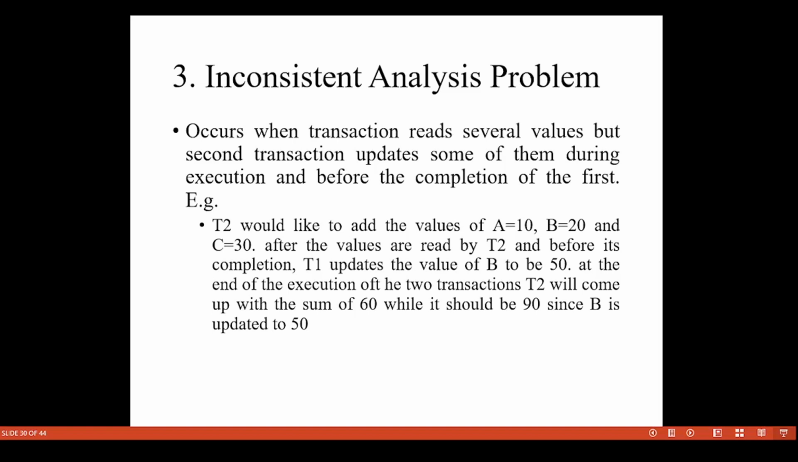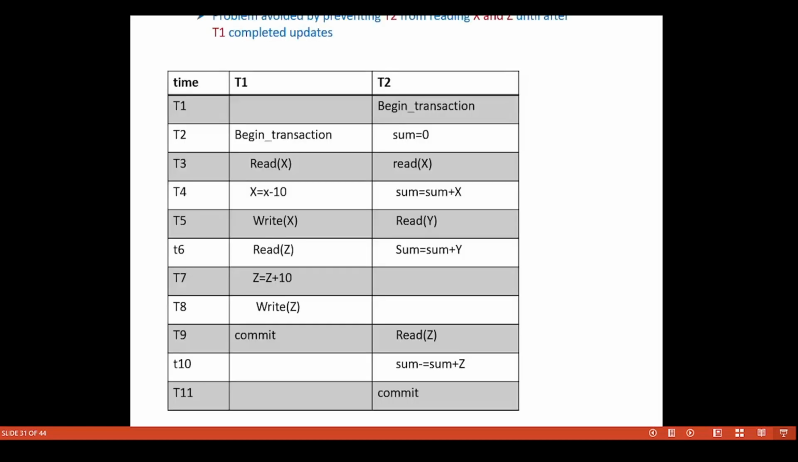The third problem is the inconsistent analysis problem. It occurs when a transaction reads several values but a second transaction updates some of them during execution and before completion of the first transaction. Look at this kind of transaction in this table.